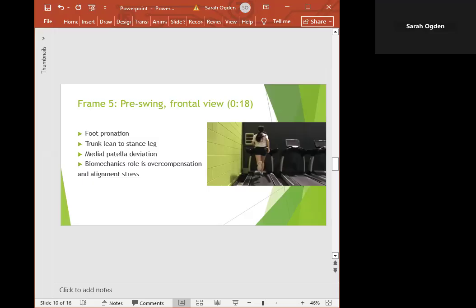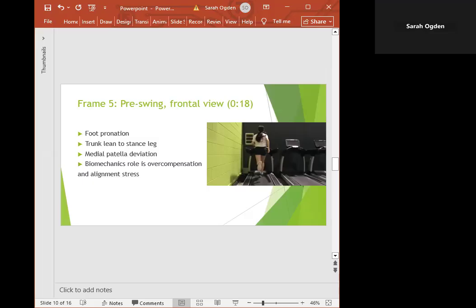And this frame reveals compensation, so compensation to one side of her body. When the body tries to minimize pain or instability, it can adopt inefficient patterns like excessive pronation or trunk lean, which unfortunately may increase the risk of injury elsewhere. So because she leans to one side and favors one side, she could develop injuries either in her ankles or her hips or even her lower back because she's compensating.